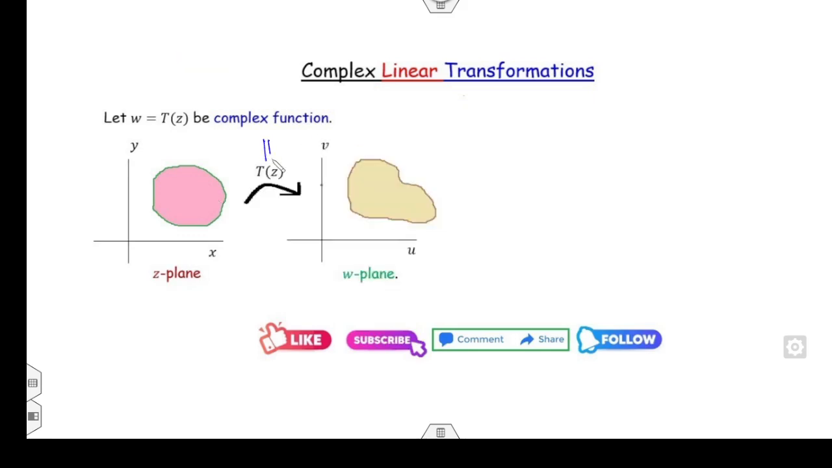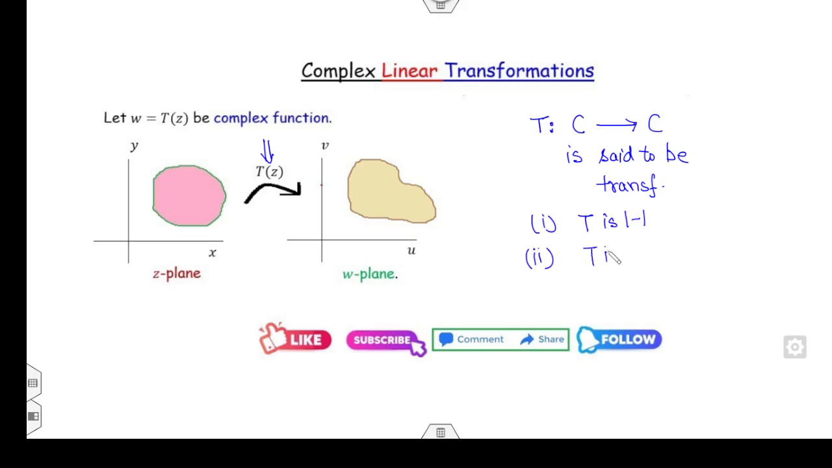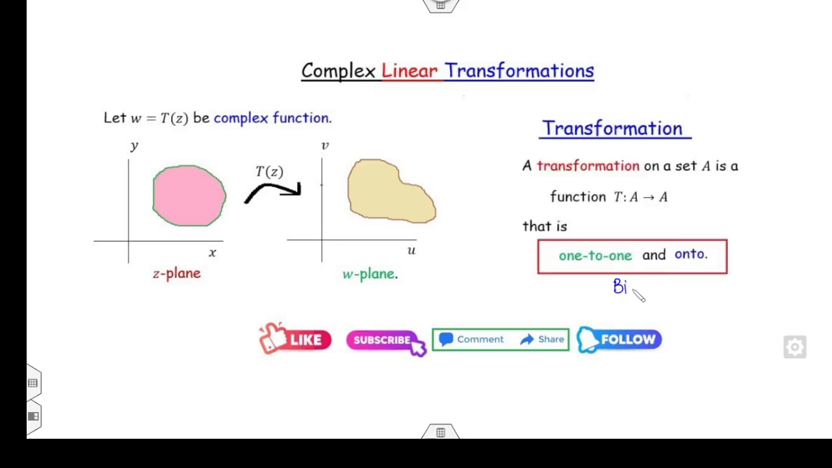And the capital T, a function from the complex plane to the complex plane, is said to be a transformation. Do you remember when it is said to be a transformation? It is said to be a transformation if you prove that T is one-one and T is onto. That is, if you prove that T is a bijective map, then you can say that the mapping is a transformation.